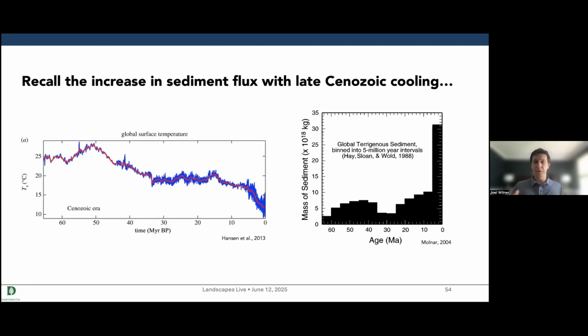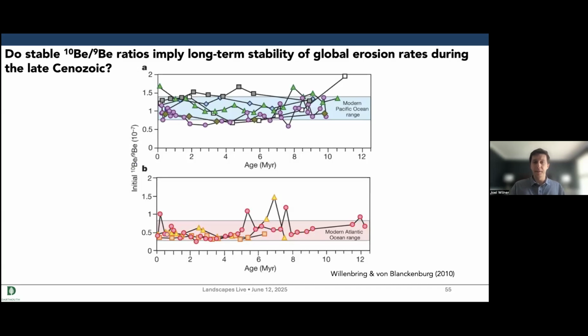This has sparked so much debate in the literature with regard to a glacial origin or not. So here's a figure from Willenbring and von Blanckenburg that suggests that stable beryllium-10 to beryllium-9 ratios imply long-term stability of global erosion rates during the late Cenozoic. You have these stable ratios implying stable erosion rates in both the Pacific and Atlantic.